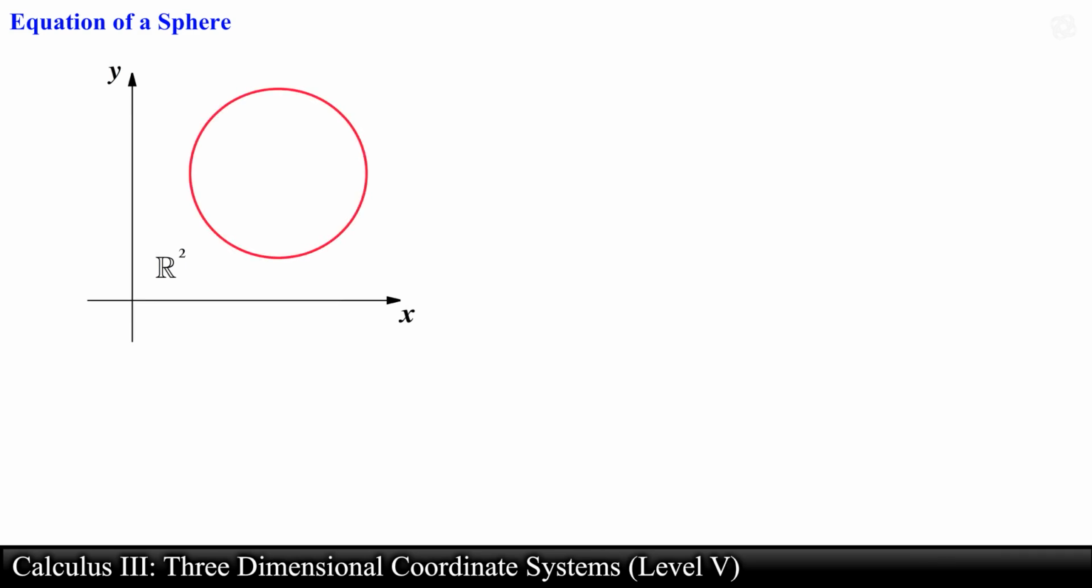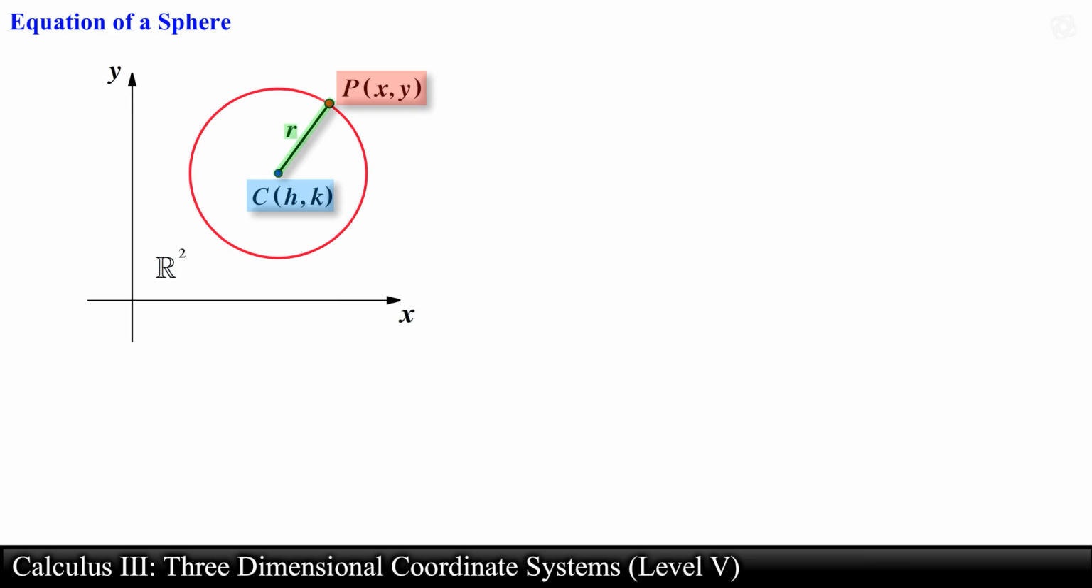In the first videos, we introduced the basic equations of coordinate planes. Now we will explore the 3-dimensional version of a circle. Recall that the equation of a circle in R squared with center (h, k) and radius r is defined to be the set of all points (x, y) such that the distance between (x, y) and (h, k) is equal to the radius r.